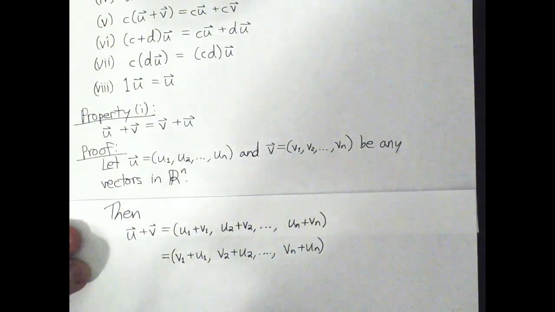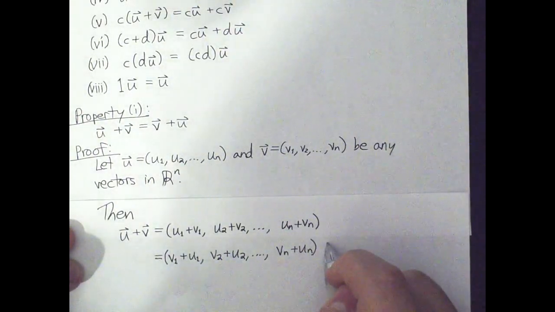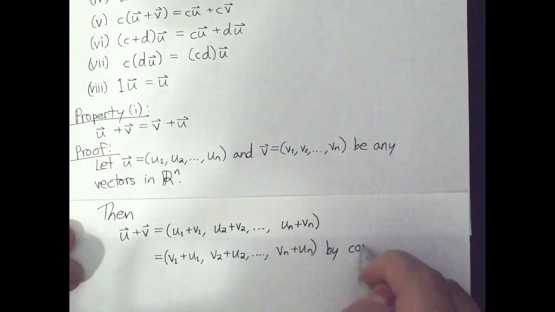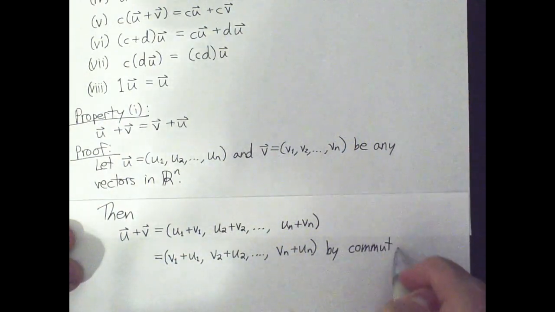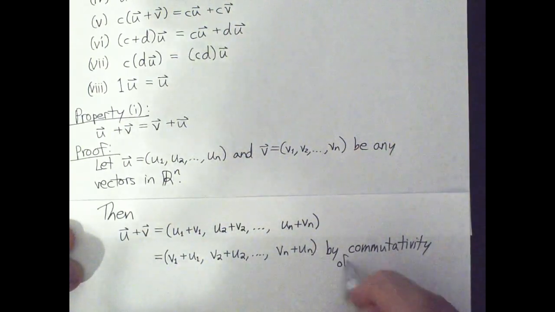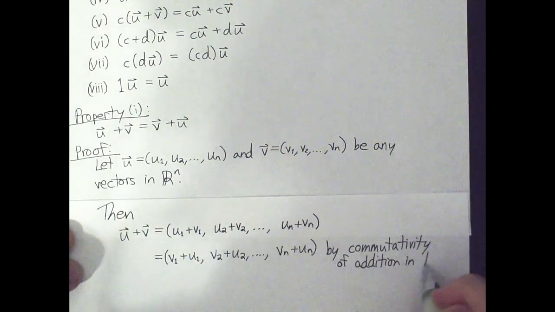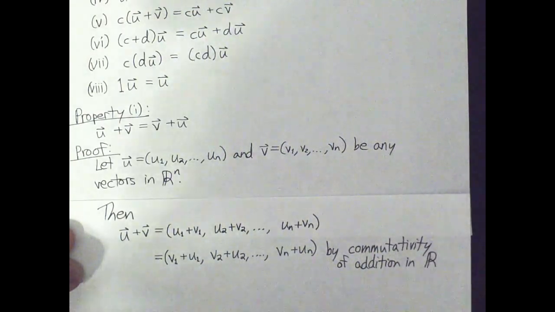Well, in a proof, if we want to be explaining why this works, we should say something like, by commutativity of addition in the set of real numbers. All right, addition is commutative in the reals.